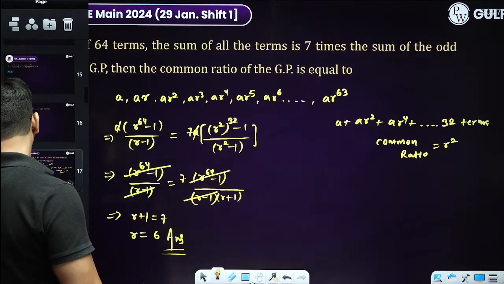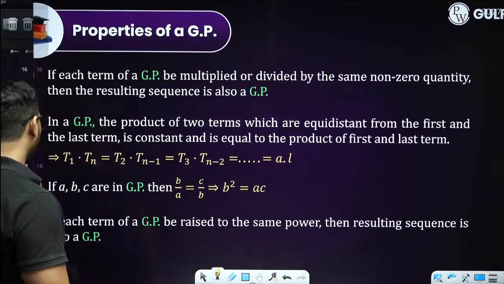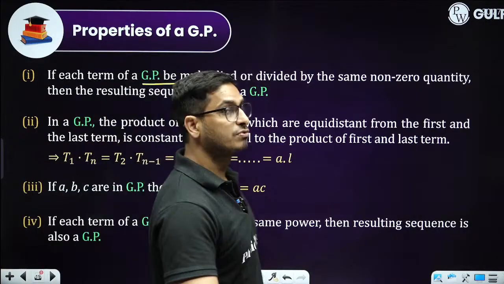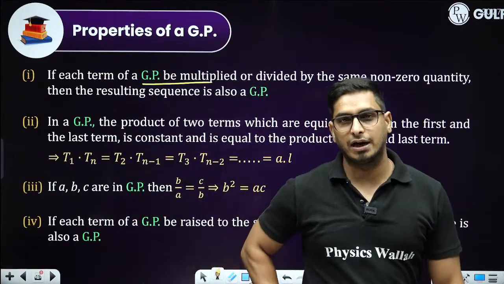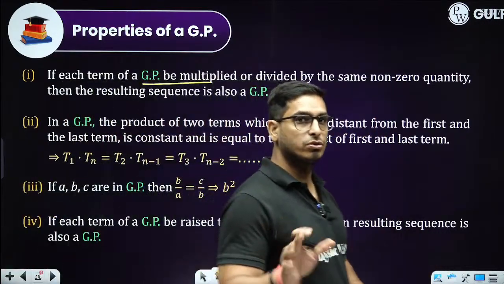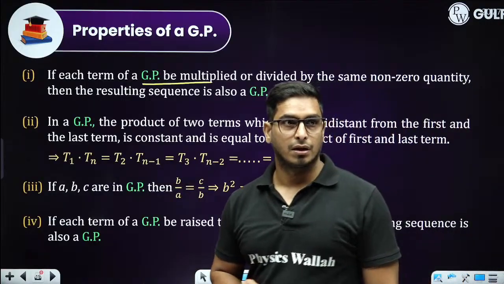Next, properties of GP. What is the property of GP? If each term of a GP is multiplied or divided by the same non-zero quantity, then the resulting sequence is also in GP. Correct? Okay.